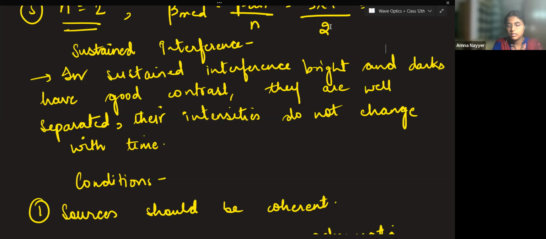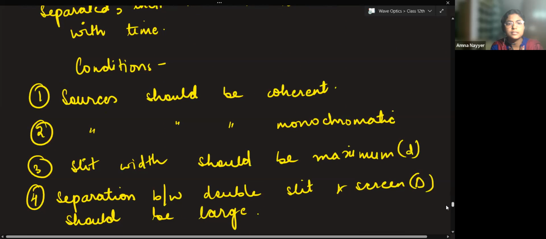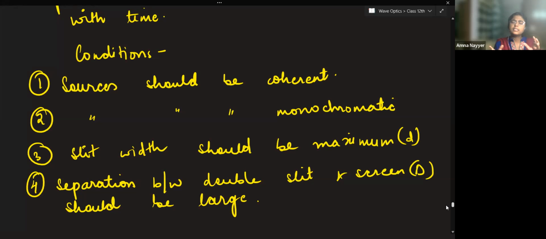Now, the conditions. Firstly, sources should be coherent. Coherent and non-coherent we have done. Phase difference should be constant, wavelength and amplitude, frequency should be the same. Monochromatic light should be there. So the conditions: sources should be coherent, sources should be monochromatic, producing a single light. Otherwise, what will happen if white light or some other light is used, I'll tell you right now.